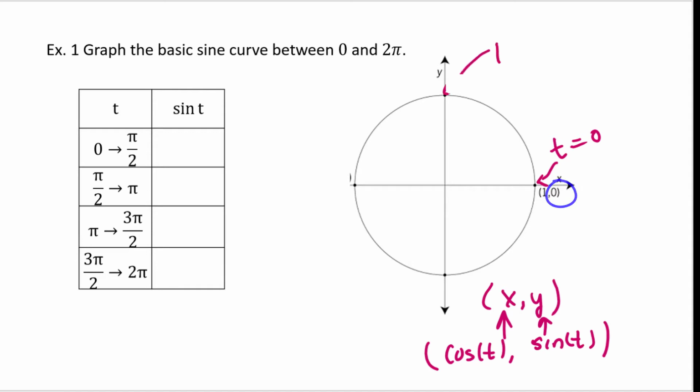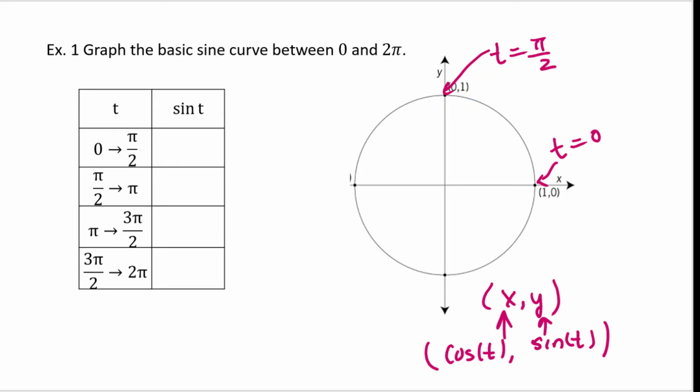At t equals pi over 2, that's a quarter of the way around the circle, the point on the unit circle is (0, 1). The y value of the ordered pair is 1. What that means is that the sine of pi over 2 is 1.